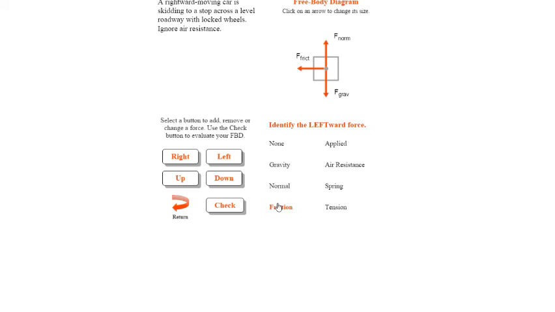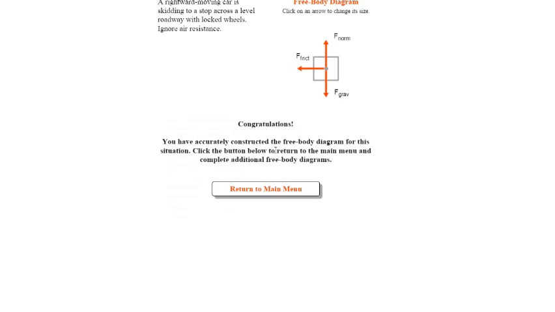And this car is skidding. It's not moving under power. There is no propulsion. So therefore, I think I'm done. There are no forces to the right. Notice that overall, my forces are balanced vertically, but horizontally, they're not balanced. I've got a leftward force of friction, and there's no balancing force to the right. So my overall net force is to the left, which would give me an acceleration to the left, which would cause my car to slow down. Let's check. And sure enough, we've accurately constructed the free body diagram.